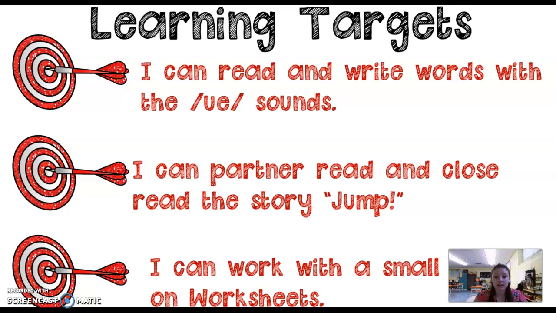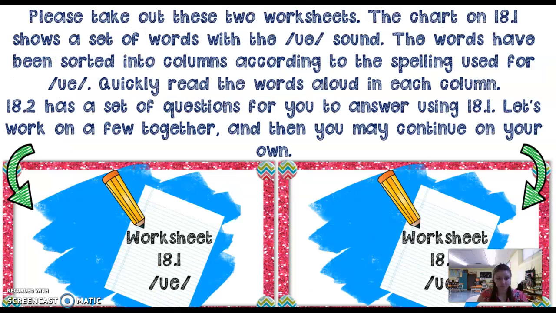We will be reading the story Jump, and you will be working on some independent work in your Unit 3 workbooks. The first part is a workbook note. It's 18.1 and 18.2. There's a chart on 18.1 and it shows a set of words that all make the U sound. The words have been sorted into their columns based on their spelling that was used to make the U sound. We've made some of those tables ourselves in our Google Forms recently.